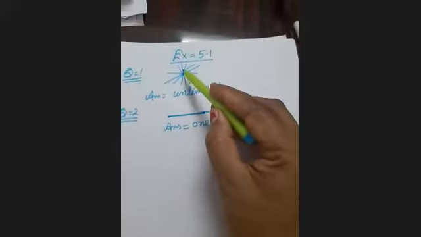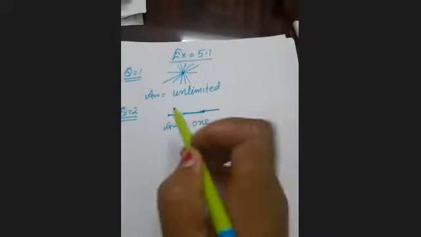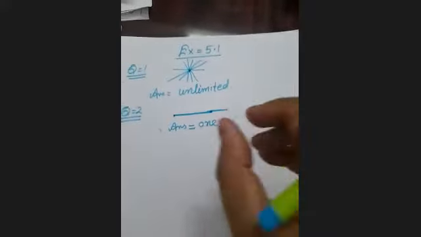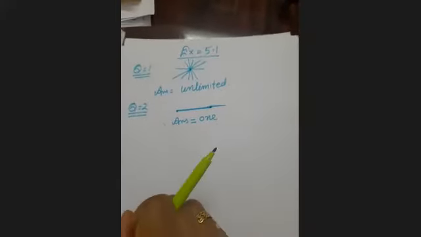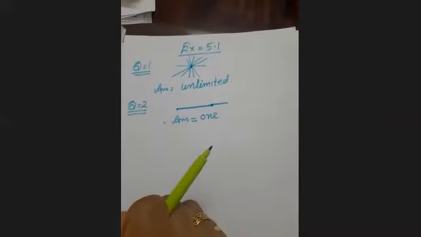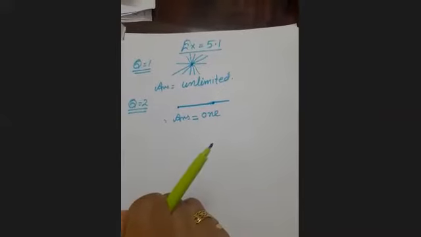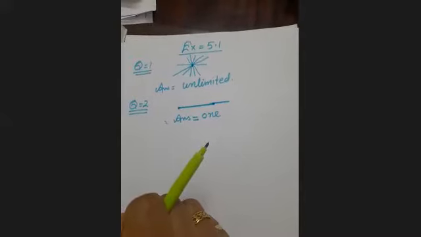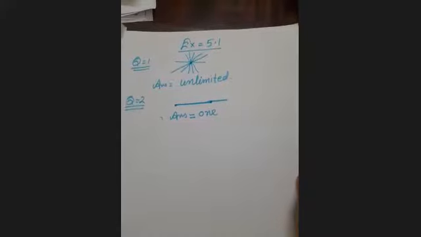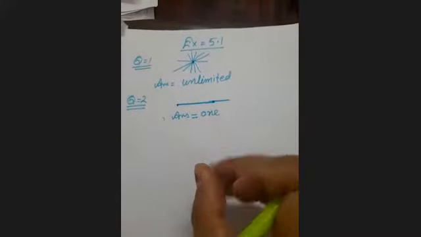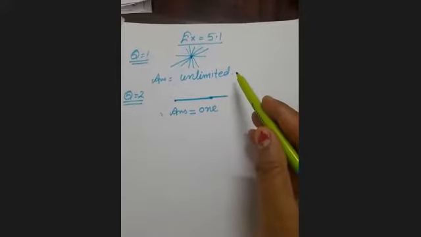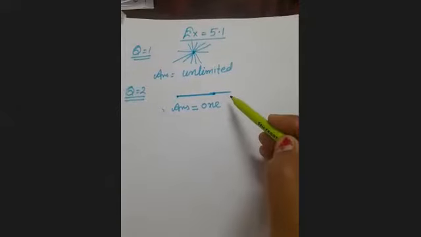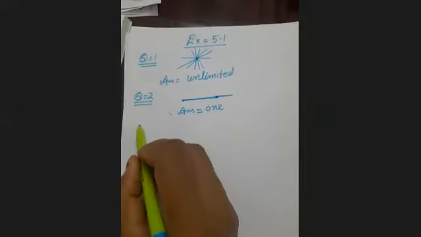In 1 point, we can draw unlimited lines. But if we have 2 points, then we can draw only 1 line. Clear, students? First question is, through 1 point, we can draw unlimited lines. But through 2 different points, you can draw only 1 line. So in the first question, your answer is unlimited, and in the second question, your answer is 1. Next is the third question.